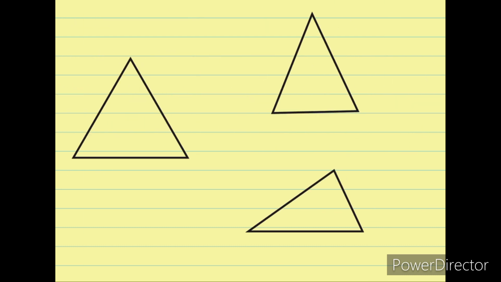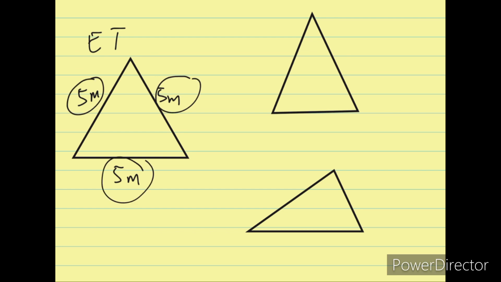For example, this is our equilateral triangle. So bakit siya nasabing equilateral triangle? Why do we say that it's an equilateral triangle? For example, 5 meters, 5 meters, then 5 meters. Let's say that's the length of each side. We can say that that is an equilateral triangle because, based on the measure of its lengths, they are all equal.